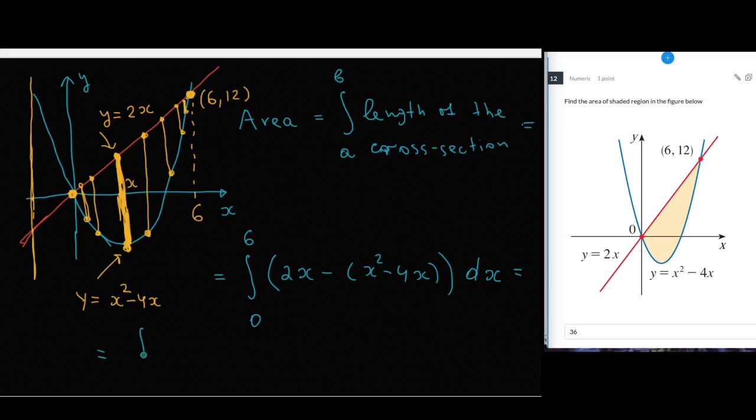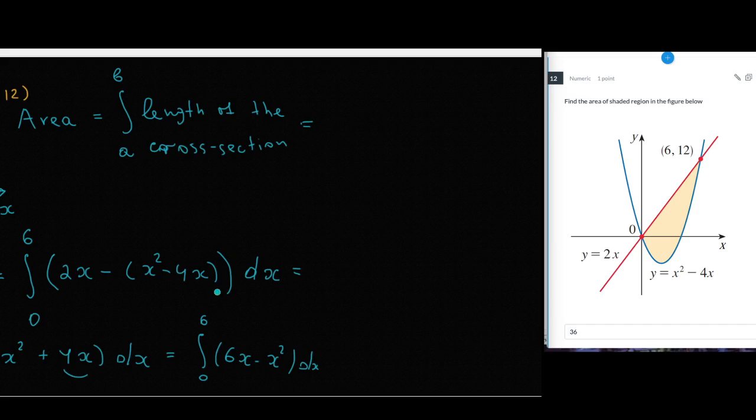First, to integrate this function on the interval from 0 to 6, let's do a little bit of algebra. I'm going to distribute the negative sign: the integral of 2x minus x squared plus 4x dx. Now I see two similar terms, 2x and 4x. I can combine them to get the integral from 0 to 6 of 6x minus x squared dx.